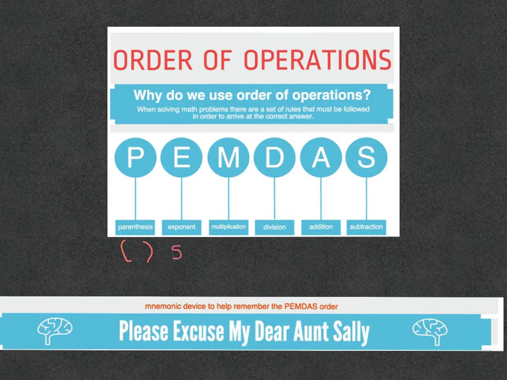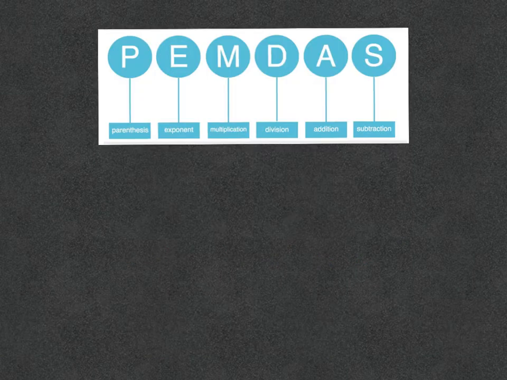Then we have exponents, for example, 5 squared. We do multiplication and division together from left to right. When that is done, we do addition from left to right, or addition and subtraction from left to right as kind of a collective group. All right, let's do some examples.